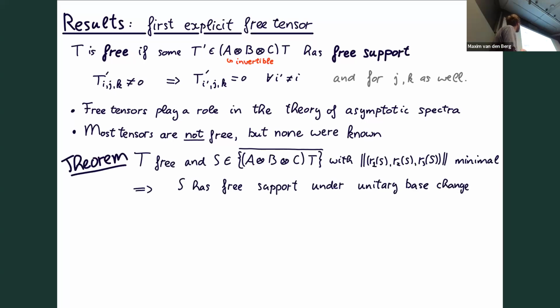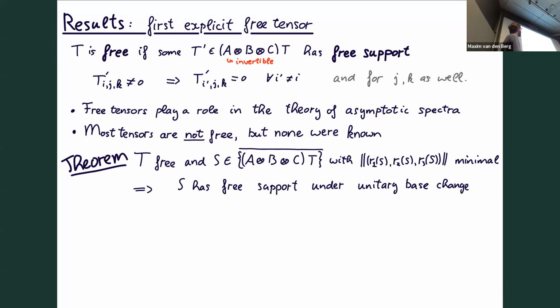So what did we do? We first found a theorem, which basically says that whenever you have a free tensor, you can also look at the tensor in this orbit, the orbit closure I think, with the norm of these eigenvalues minimal.